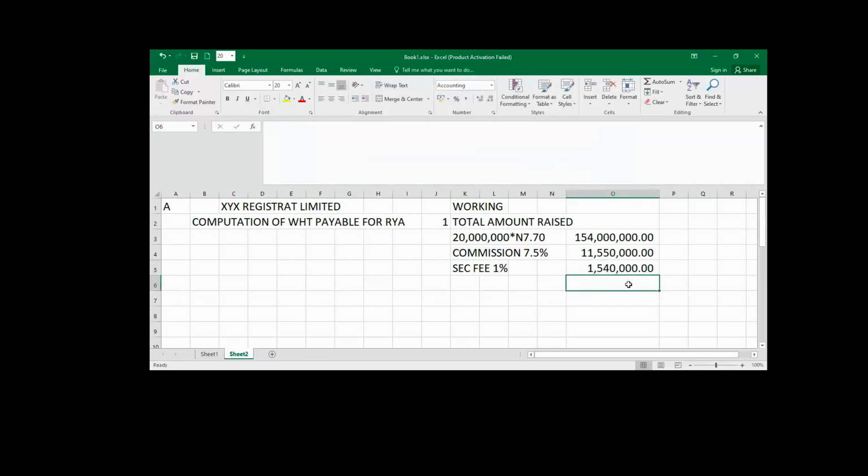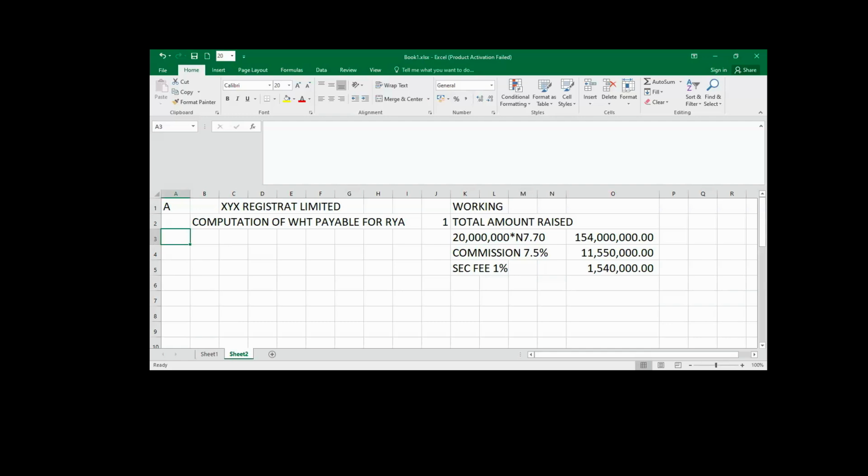1,540,000. So these are what is going to be collected by this category of taxpayers. So we are going to now calculate the withholding tax. How do we now calculate? Because we have various recipients of money from this transaction, I'm going to put them in tabular form.